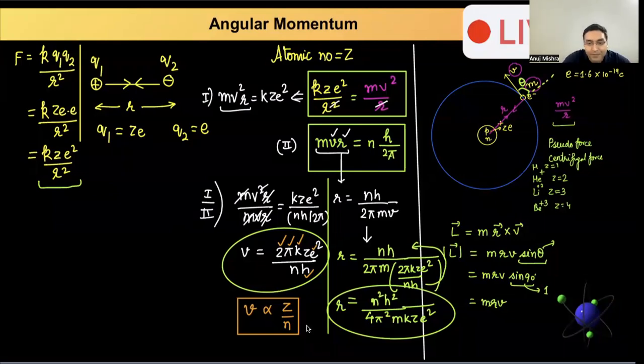Answer. किसकी velocity ज्यादा होगी? कर पा रहे हो सारी चीजें? If Z is fixed, bigger and smaller velocity, smaller and bigger velocity. ये सारे results निकल के आ रहे हैं.